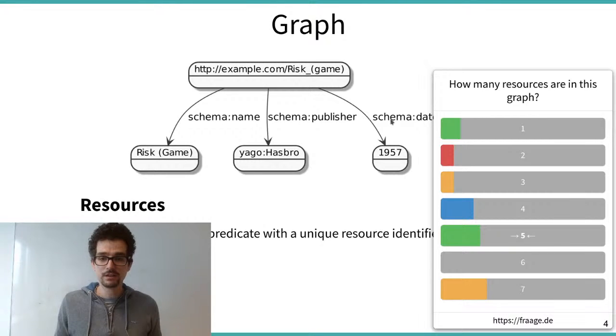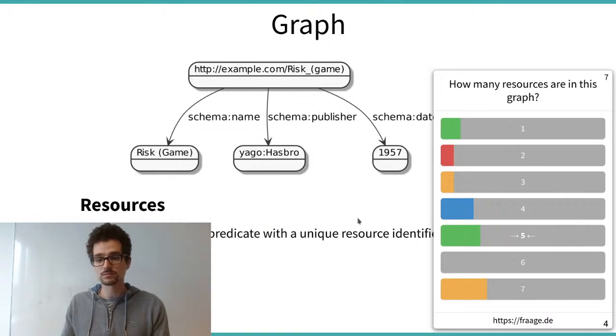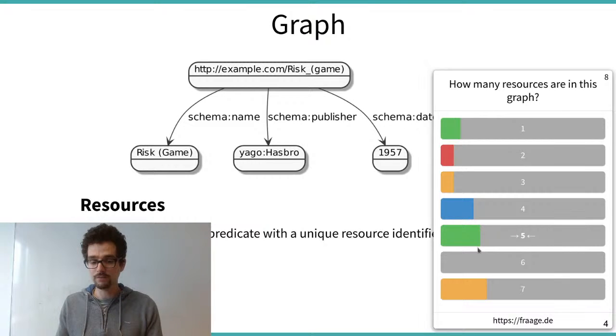And these here are also resources: schema.org/name, schema.org/publisher, and schema.org/datePublished or something. So 1, 2, 3, 4, 5 resources. These here are literal values. So 5 is the correct answer. Yeah, only 20% answered correctly. Most people said 7, but these are not resources, these are strings.